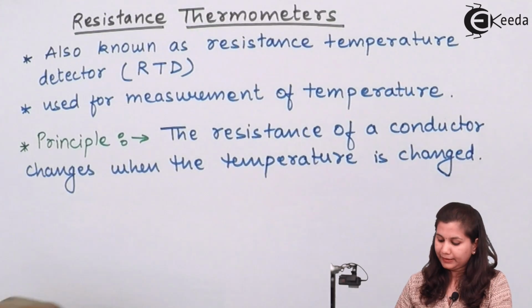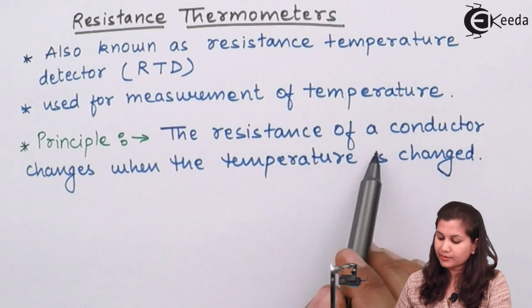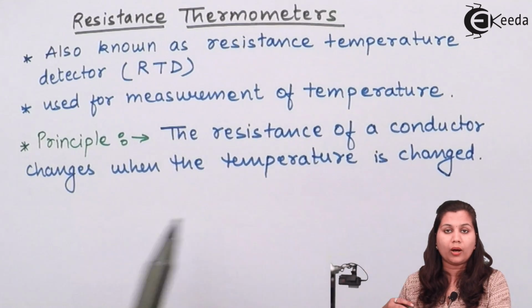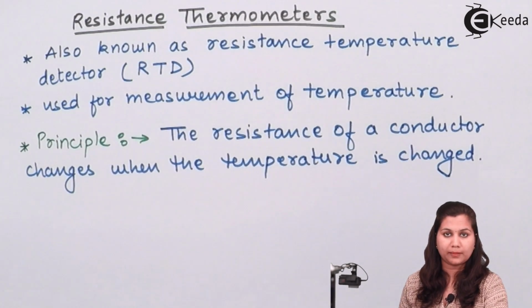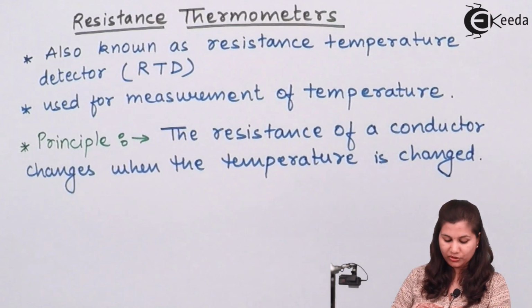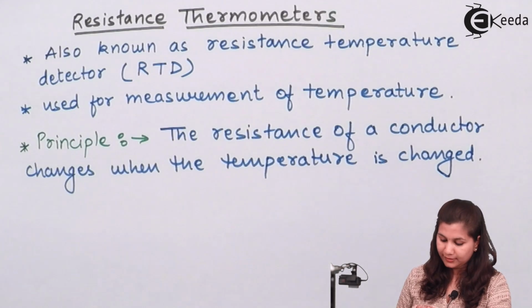So the principle behind its working is that the resistance of a conductor changes when the temperature is changed. Now how the resistance varies with temperature, there is a relationship between them. There is an equation which defines this change.